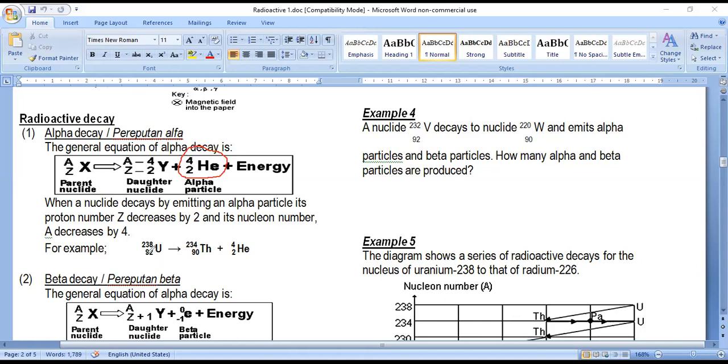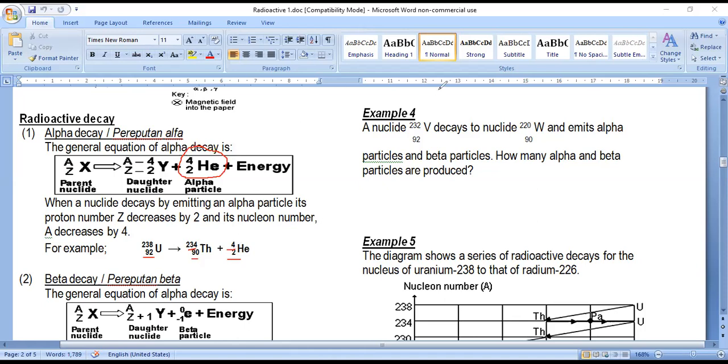Example like uranium, 92, decays to become thorium and emits an alpha particle. So this is 92, and this is 90 plus 2. 90 plus 2 gets 92, so it balances back. Whereas your nucleon number will decrease by 4, so A minus 4 plus 4 gets back A. That means one is 238, the other 234, so 234 plus 4 gets 238. So for alpha decay, proton number decreases by 2, nucleon number decreases by 4.